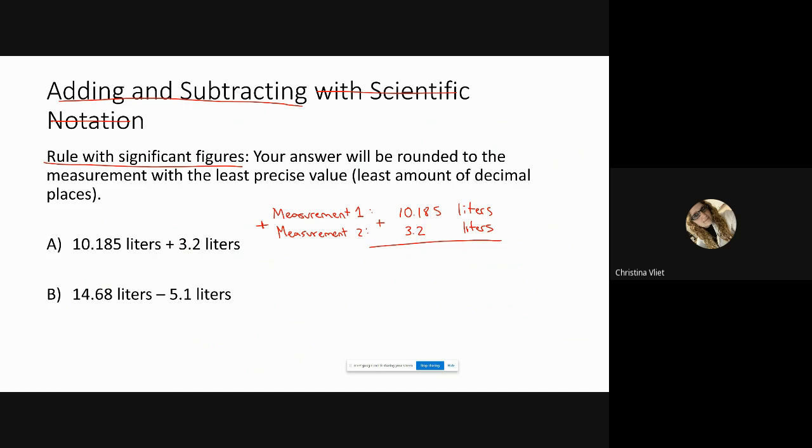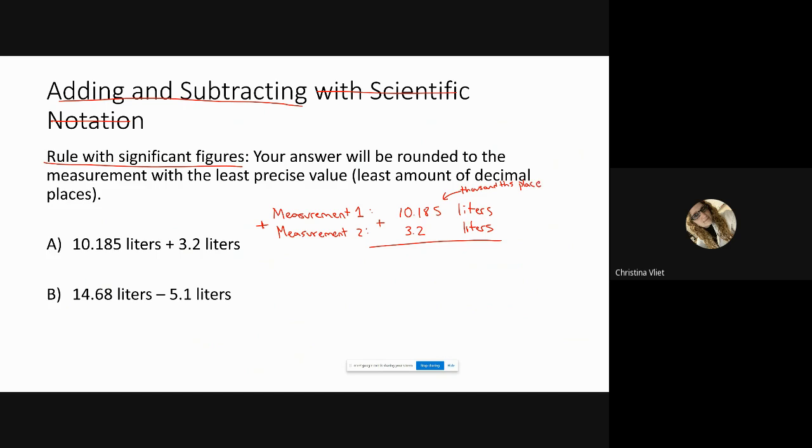How do we know where to round? So if we just read the rule, it says you're going to round to the least amount of decimal places, which means you count how many values there are after the decimal. For the first measurement, you should see the 1, the 8, and the 5. That's 3 values. That means we know this to the thousandths place, technically, right?